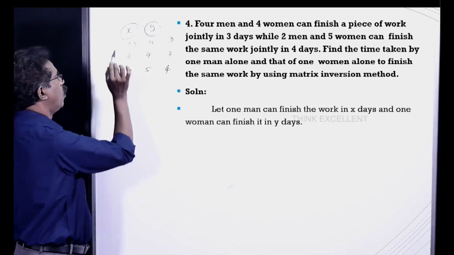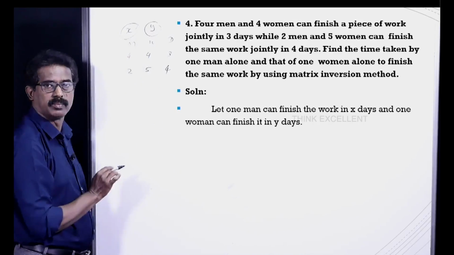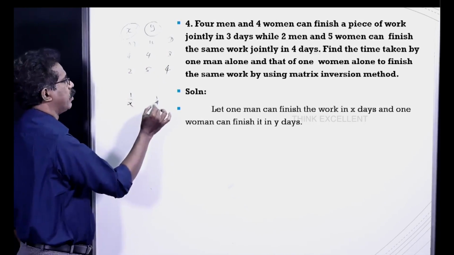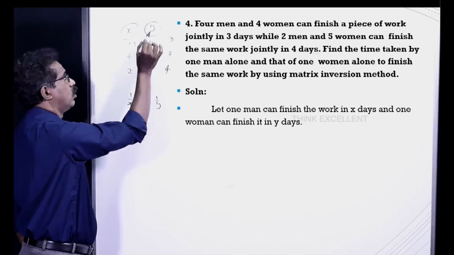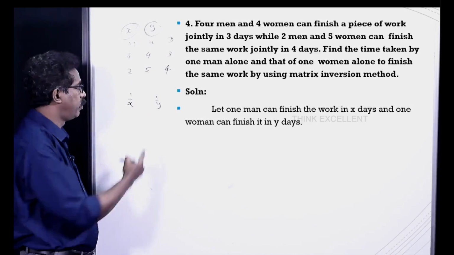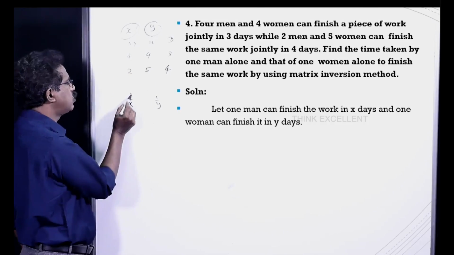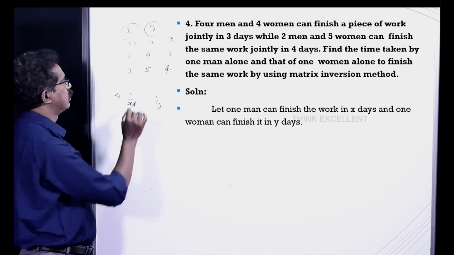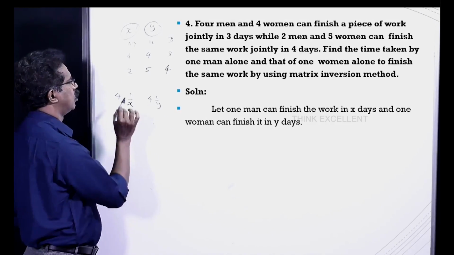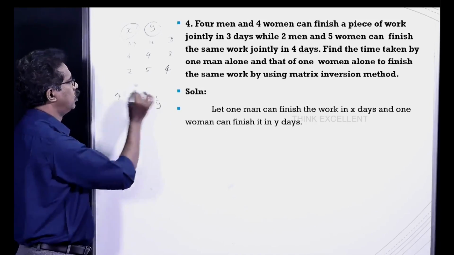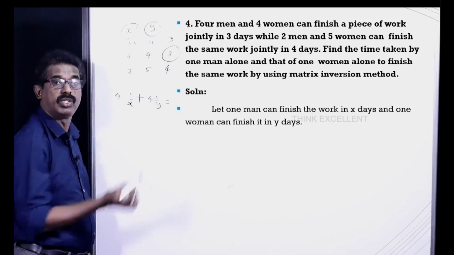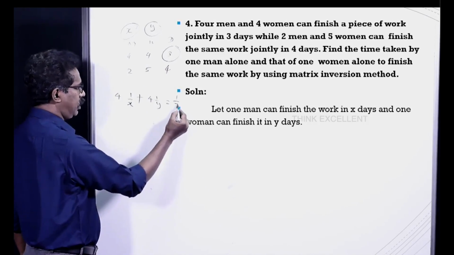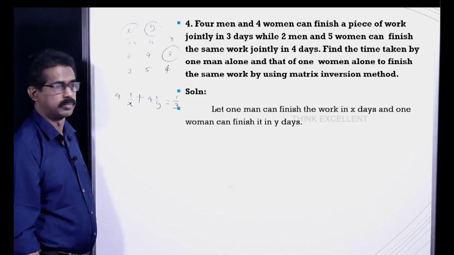Now please listen here. One man can finish the work in x days. So what is his 1 day's work? 1/x. Woman's 1 day's work? 1/y. Because a woman can finish the work in y days, so her 1 day's work will be 1/y. Now 4 men, 1 man's work is 1/x, so the total work will be 4 into 1/x. 4 women. If they work jointly, they need 3 days to finish the work. So in 1 day, they can finish 1/3 of the work.